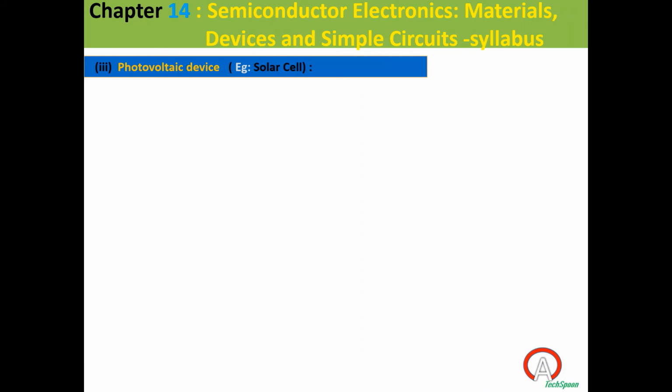Okay, so light emitting diode is over. Next is the photovoltaic device, for example the solar cell. So what is a photovoltaic cell? A photodiode converts light energy to electrical current, right? An LED converts electrical energy, the electrical biasing voltage, into light output. A photovoltaic device is an optoelectronic PN junction which converts light energy to voltage.